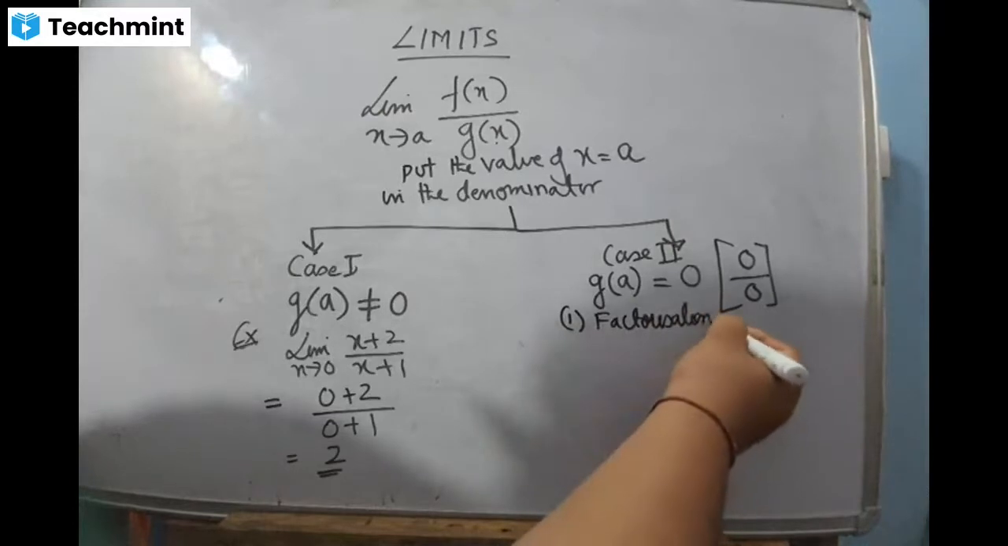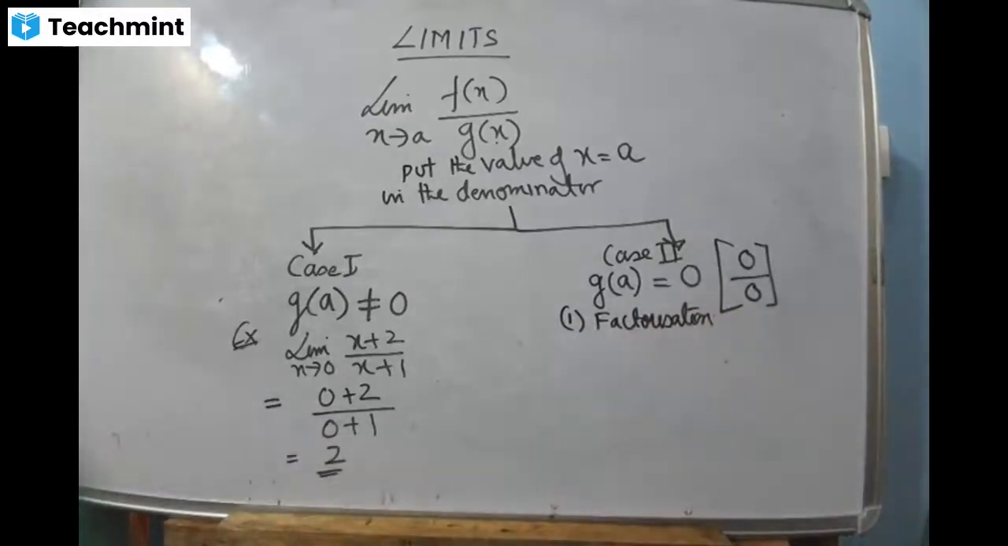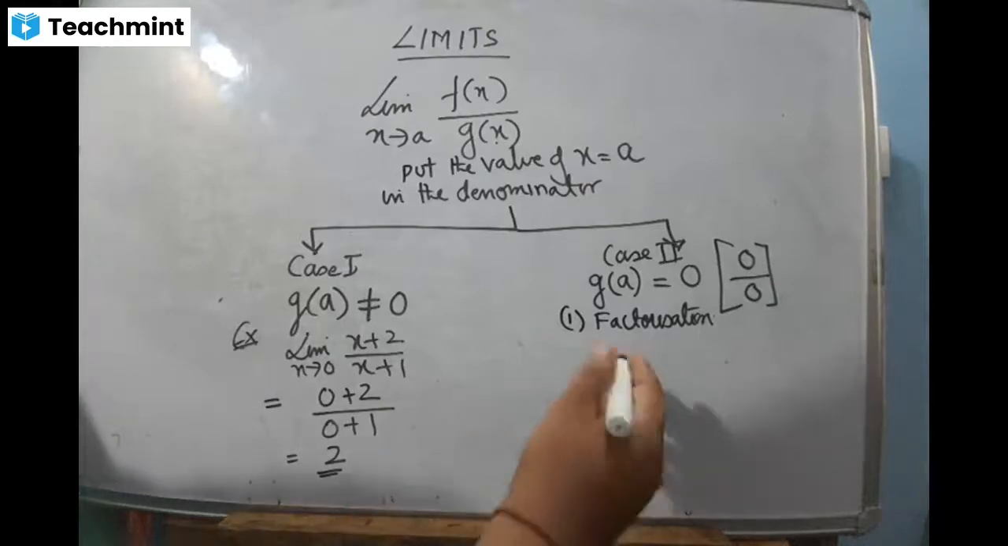Factorization. That means if you see a quadratic equation, then you are going to use middle term. If you see a square minus b square, then you are going to use the a square minus b square formula. If you see a cube minus b cube, then you are going to use a minus b open bracket a square plus ab plus b square. In the course of time, I will explain what factorization means in detail. Is that clear? Okay, so the first one is factorization.